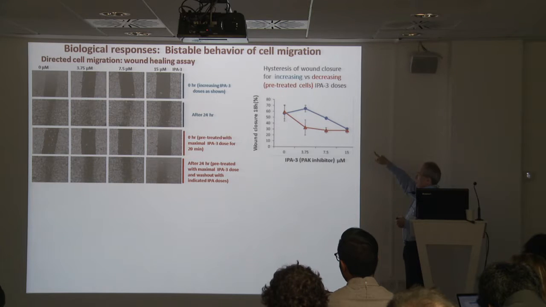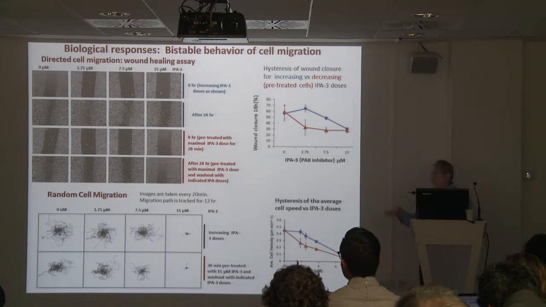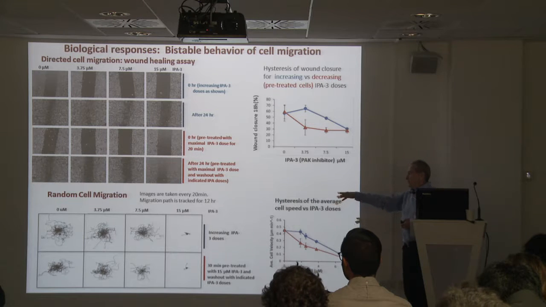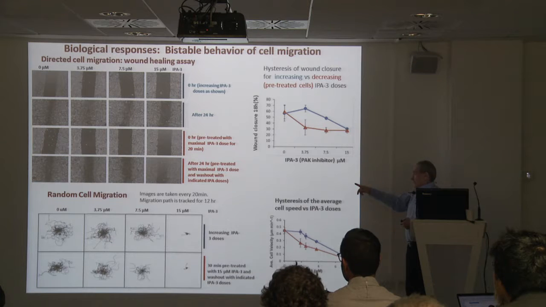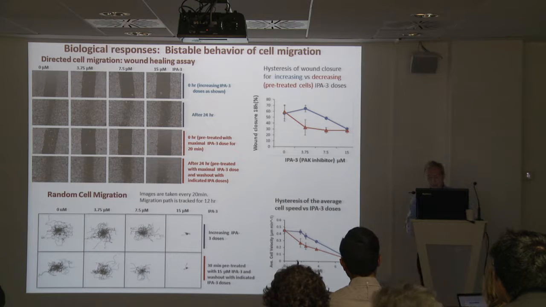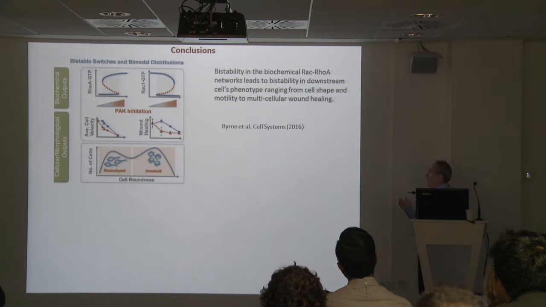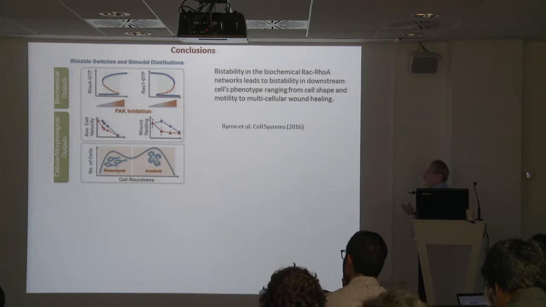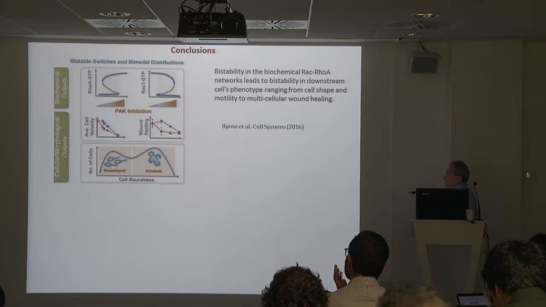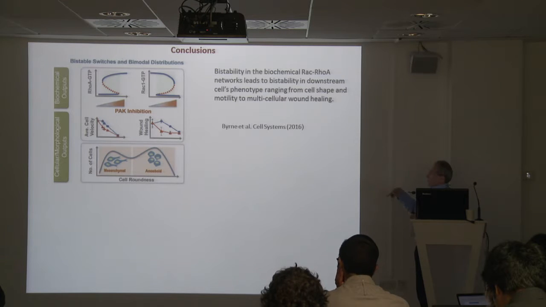And then again you see the same picture. And if you do this, it is simply Brownian motion, random cell migration, and you determine the average cell speed, you again see hysteresis here. So the take-home message and conclusions from this part is that this biochemical system determines either mesenchymal or amoeboid movement, which corresponds to different levels of RAC and RHO.